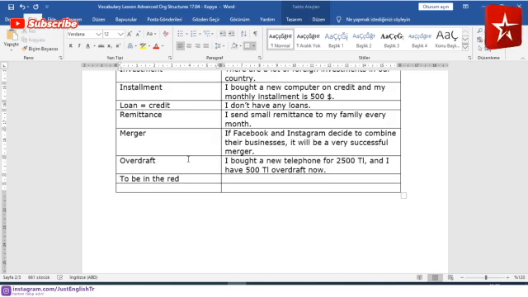Let's see if you remember the meaning of this word, or maybe you have heard it somewhere else. Good job, Irina. You are absolutely correct. To be in the red means when you are out of money or when you have a bad financial situation. I am in the red this month. I don't have money this month, so it means I am in the red. I can use this phrase.